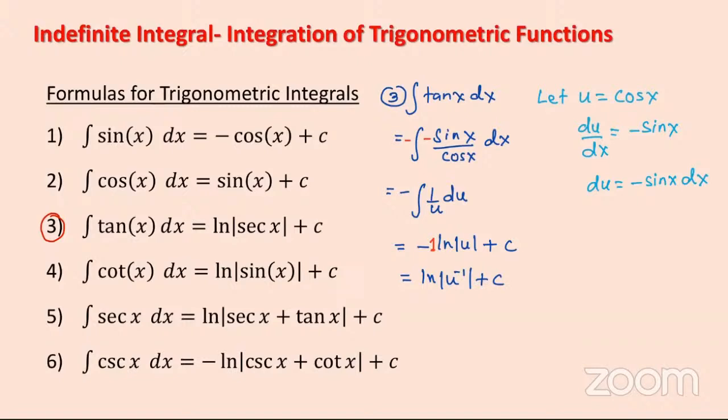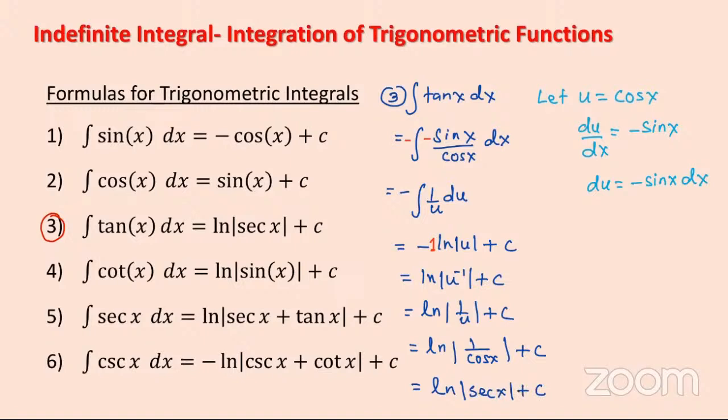So we can write this as natural log of u to the -1. U to the -1 is the reciprocal of u, right? The reciprocal of u, I can rewrite it like this. That is equal to natural log of the reciprocal of u plus c. And we can substitute now. Natural log of absolute value of 1 over cosine x, since u is cosine x, plus c. The reciprocal of cosine is secant, right? That is natural log of the absolute value of secant x plus c.